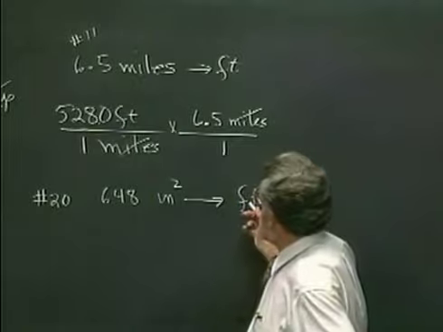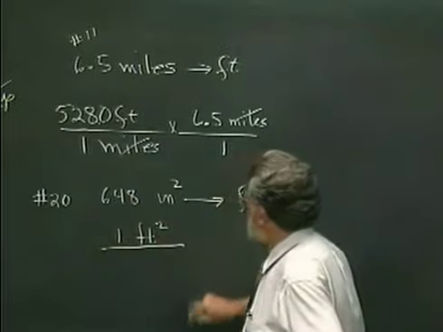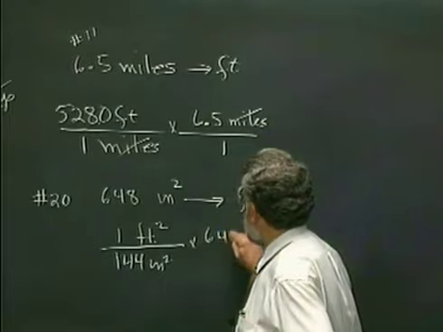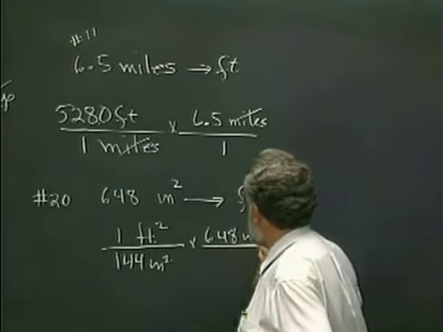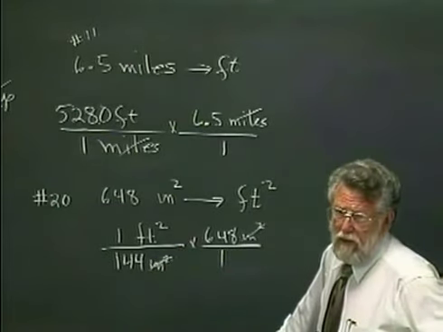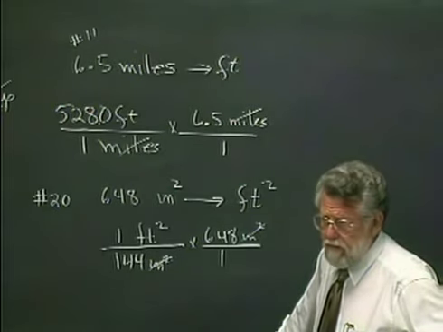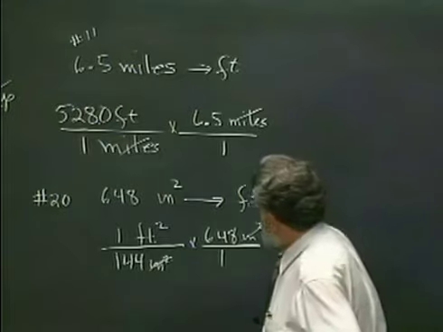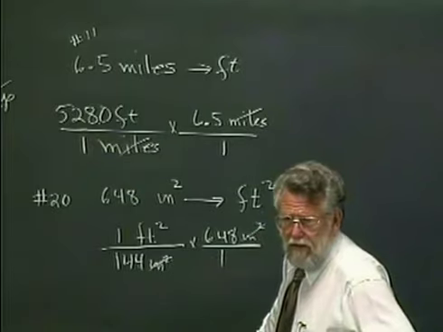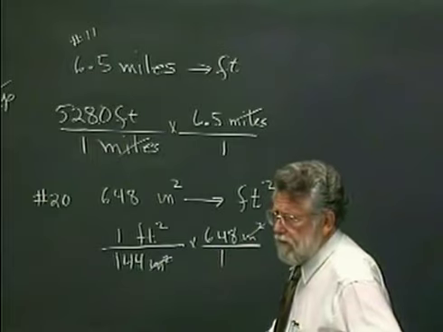So I can go, because I want this in feet, so I put 1 foot squared. I know from my table of equivalences it's 144 inches squared, and I'm multiplying by 648 inches squared. My inches squared cancel, and I just divide 144 into 648. We're okay still? Well, if I multiplied here by 4, I think I have 576. So if I divide, I'm going to have a little bit more than 4.